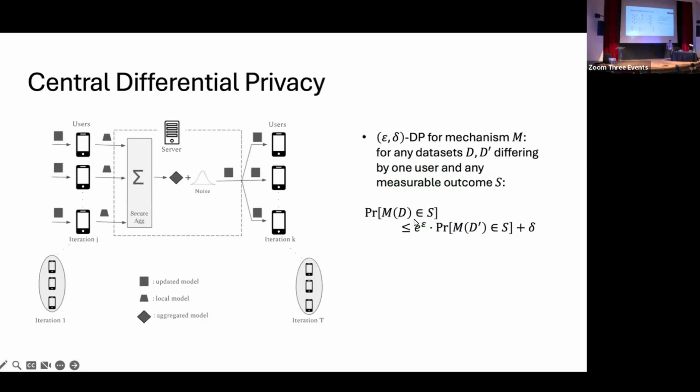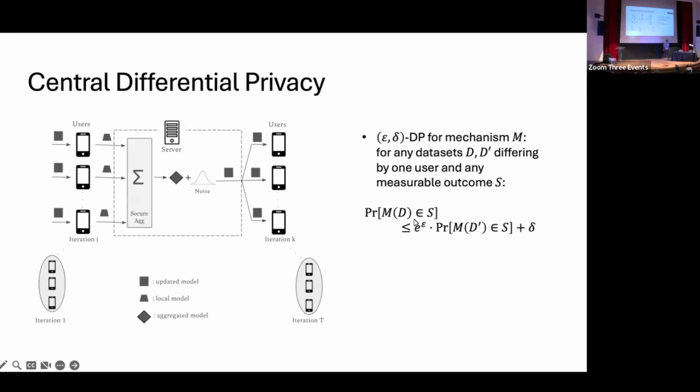So differential privacy, as we talked about in this session a few times now, is the main privacy notion in this setting. I'm not going to go through the formal definition again, since we all probably know it at this point. But there are two main notions for DP. The first one is central DP.